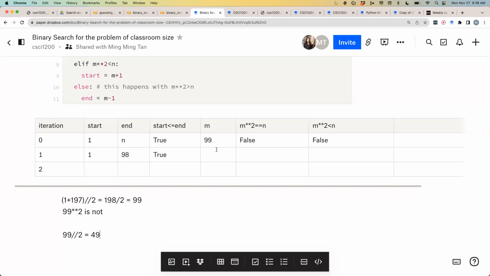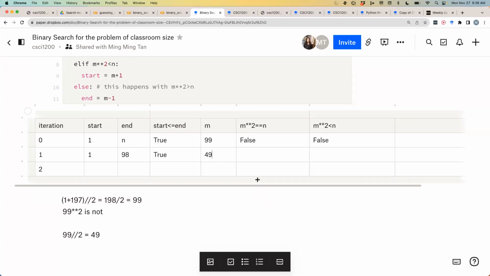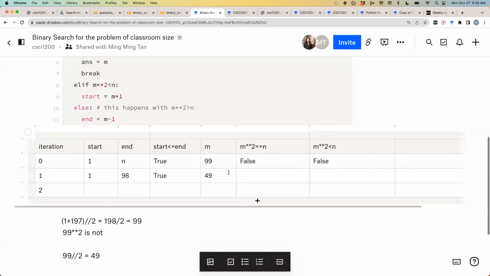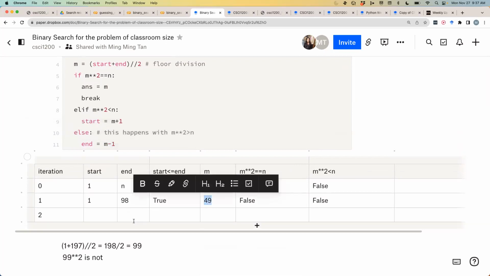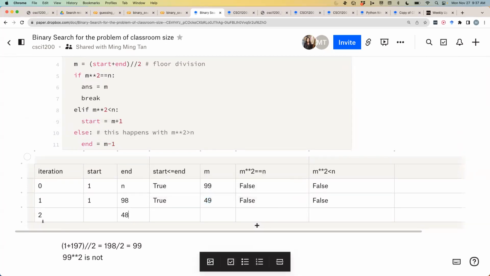49. If you remove the decimals, this will be my middle value, m. Then I check whether m squared is equal to n. Again, this is false. Is it less than n? This is false. So 49 squared is definitely not less than n. If it's not less than n, I move n to n minus 1. So my n value here will be this value minus 1, which is 48. And this starts the same thing, and then I continue with that. It's true. We continue when it's true.